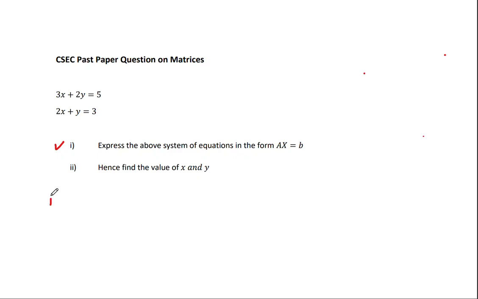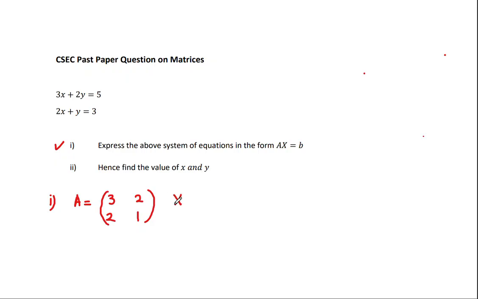To do this, we're going to write down a set of matrices. We're going to write down A, which is going to be our coefficient matrix. That is the numbers that are multiplied by the unknowns in this matrix, which are 3, 2, 2, and there's an invisible coefficient of 1 for y. So this is the coefficient matrix A.